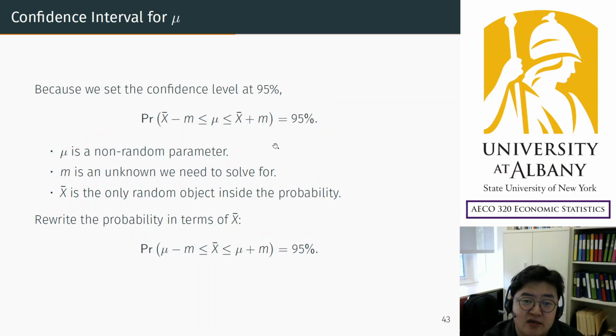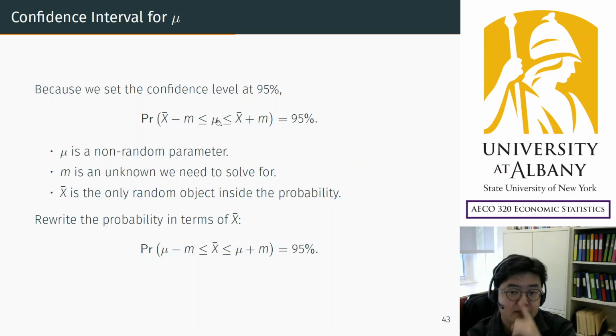This is our idea. Again, we need to satisfy this equality: the probability that your interval contains the true parameter mu, the population mean, should be 95%. So this is the clue, and from here you are going to calculate m.